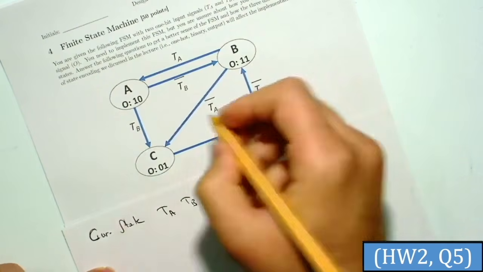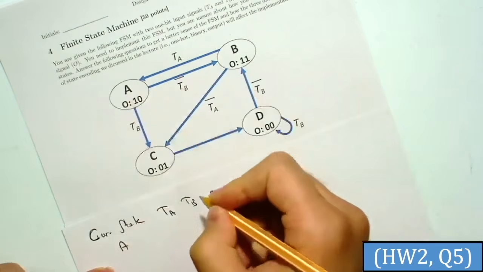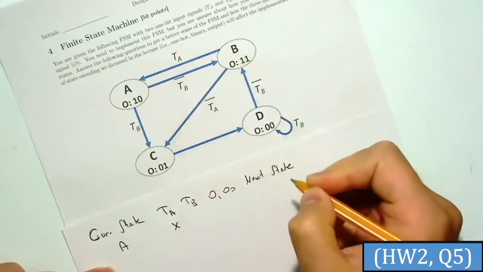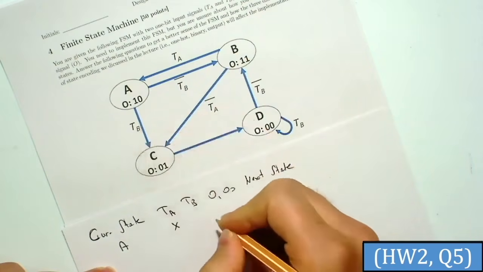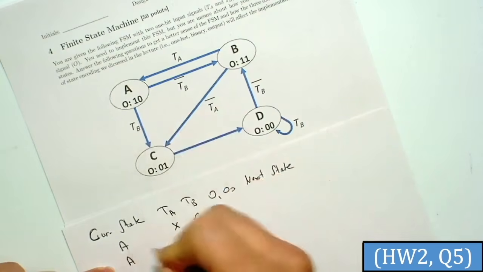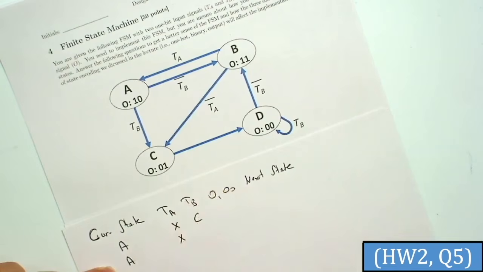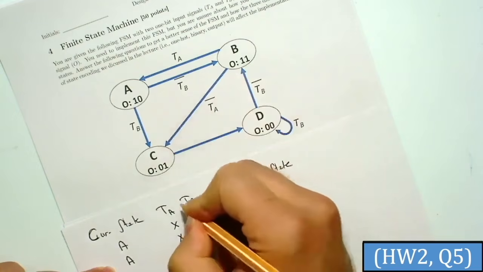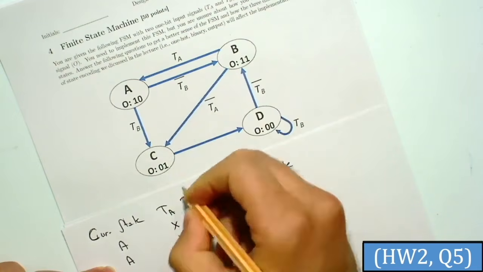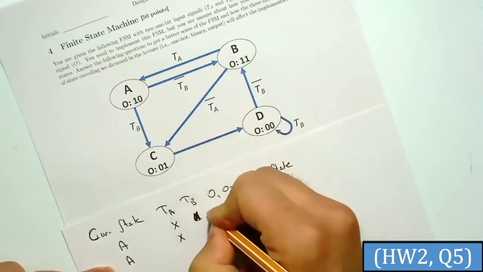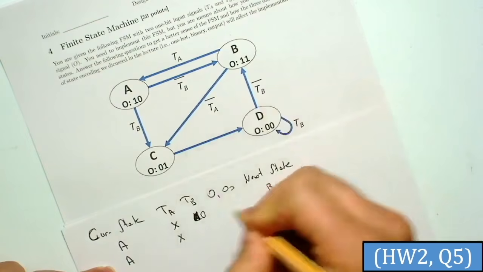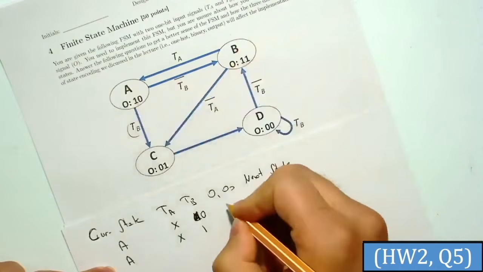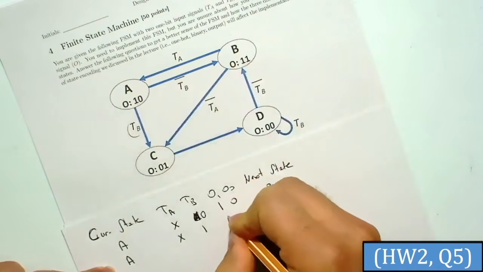For the current state, starting from A, the TA is don't care. If I have TB 1, I'll visit C. Again being in state A, TA don't care, and if I have 0 for TB, I'll visit B. If I have 1 here, I'll visit C. And the output when I'm in state A will be 1, 0.